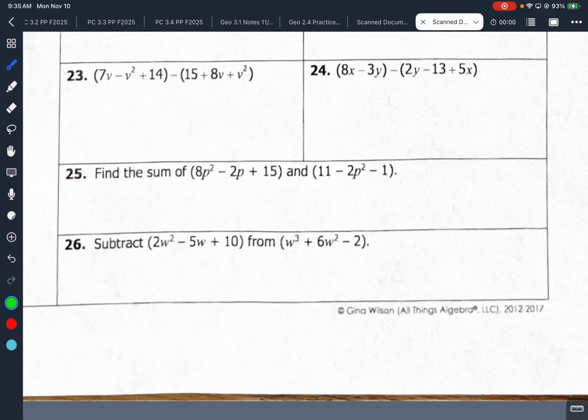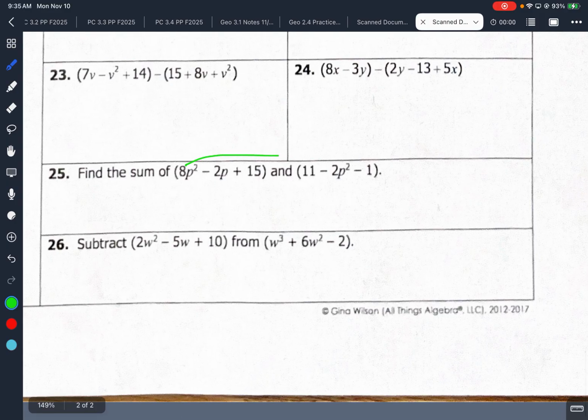It says find the sum. What does find the sum mean? Total amount, the answer. What math? Addition. Addition, yes? So combine like terms? Okay, so what's going to come first? What exponent? Two. So I have 8p squared minus 2p squared is 6p squared.